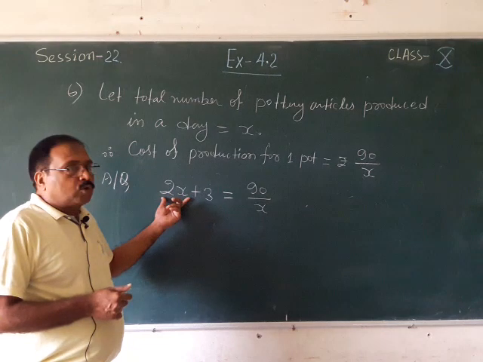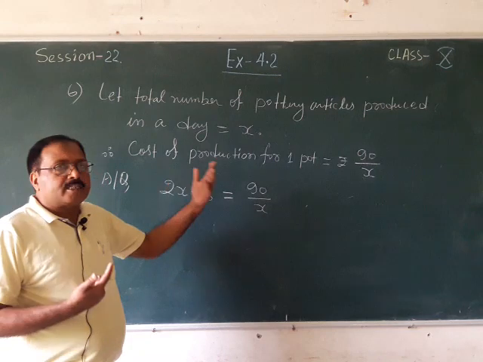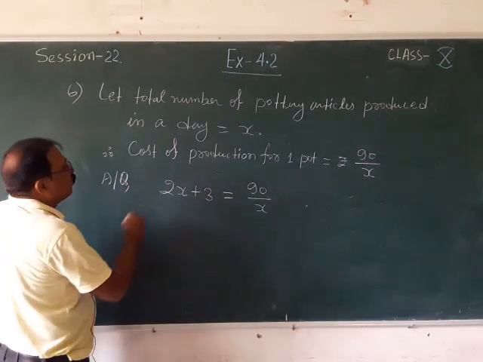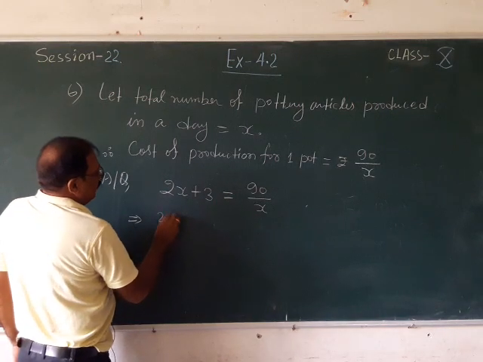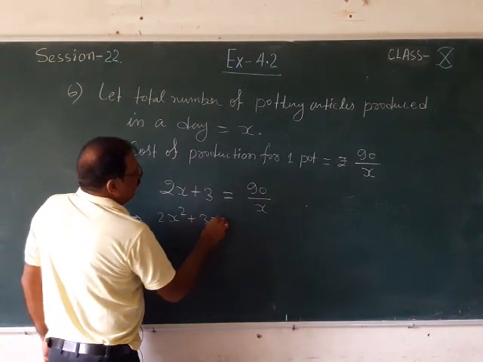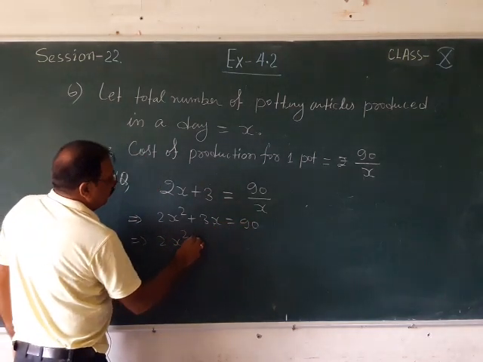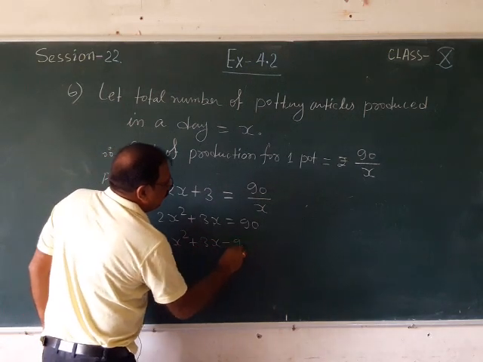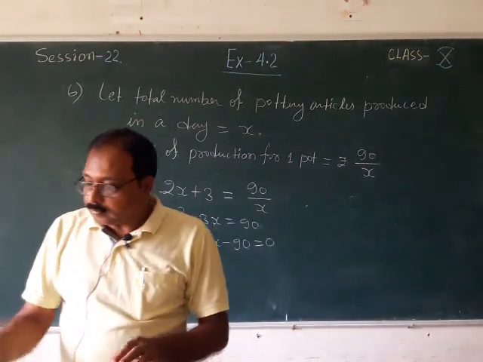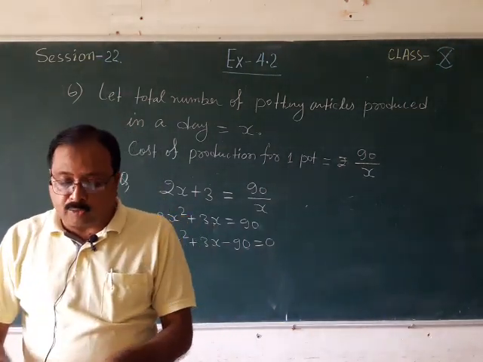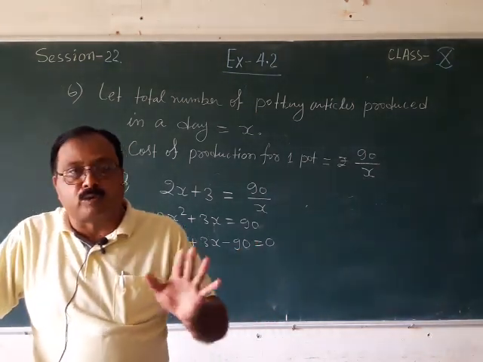So, this is twice the number of articles produced, and we are writing plus 3, then it is equal to 90 upon x. Now, you can cross multiply: x into 2x becomes 2x square plus 3x is equal to 90. Further, it will be 2x square plus 3x minus 90 equal to 0. So, the equation is done for you, 2x square plus 3x minus 90 equal to 0.